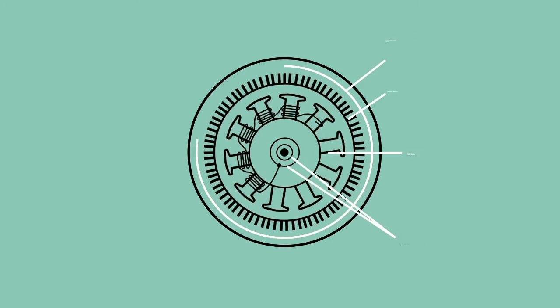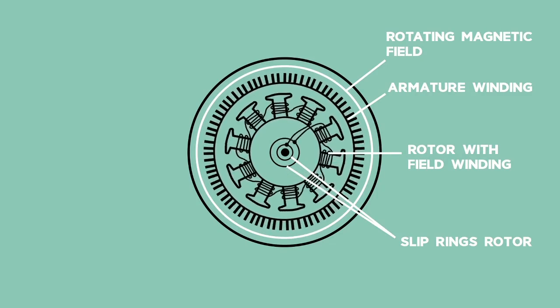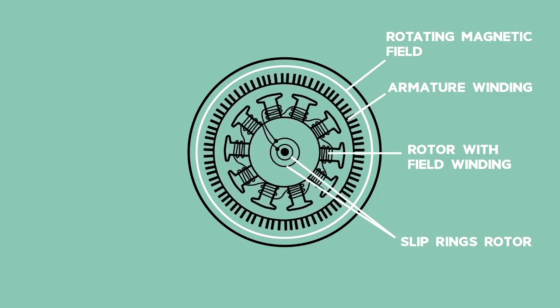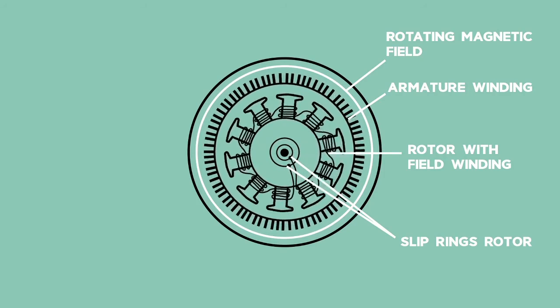Rail generators have many coils on the armature, so there is always a coil moving perpendicular to the field. The magnetic field in rail generators is supplied by electromagnets.